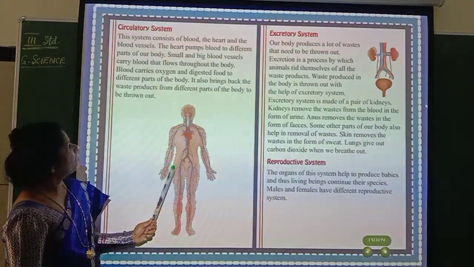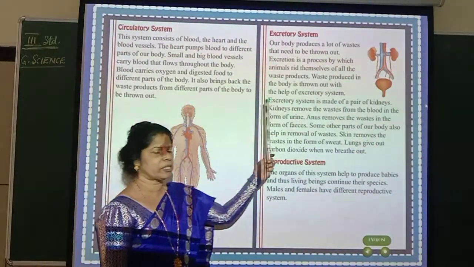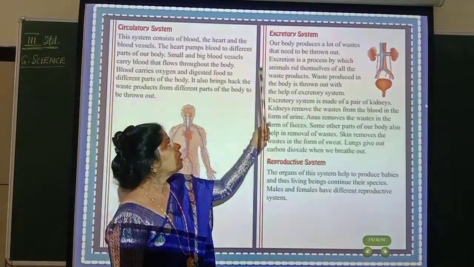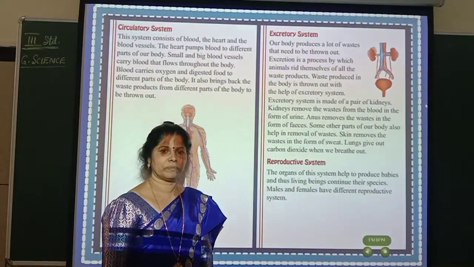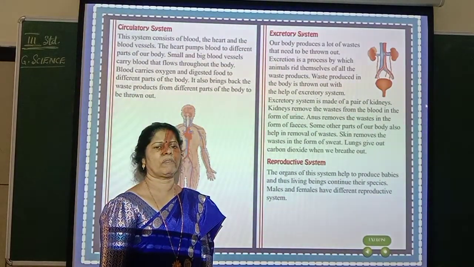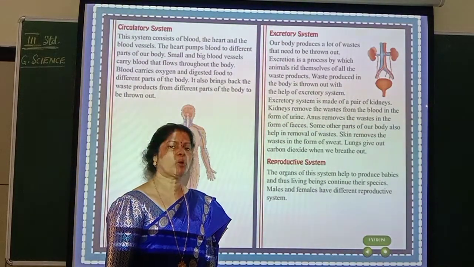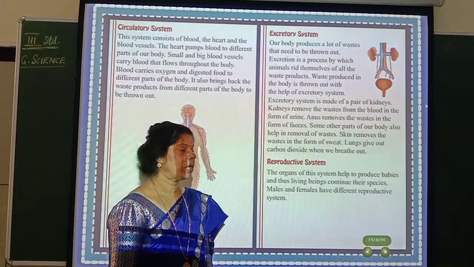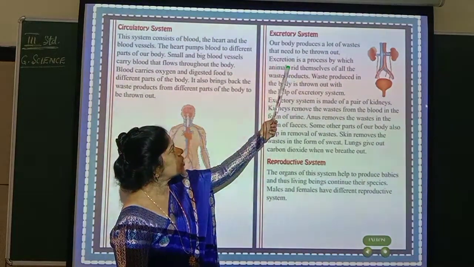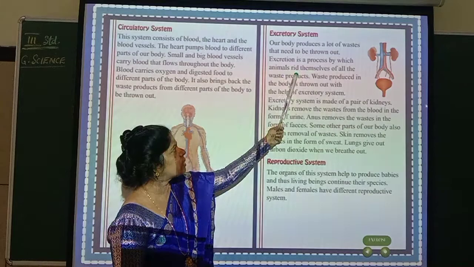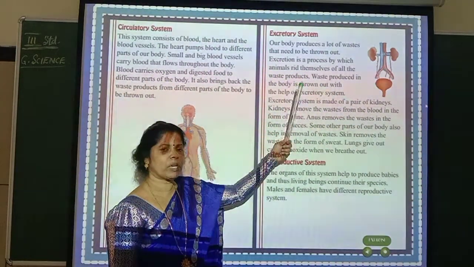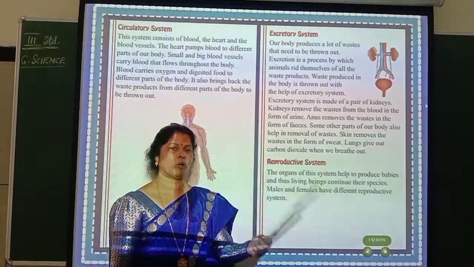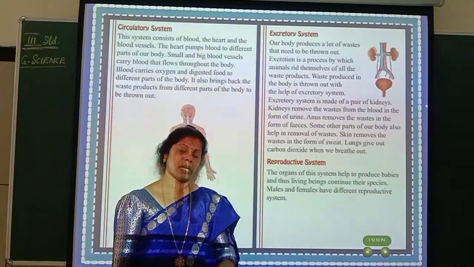Now let us go for the next one, the excretory system. Our body produces a lot of waste that needs to be thrown out. So many waste materials will be produced in our body, which have to be thrown out. How to do that? See here. Excretion is a process by which animals rid themselves of all the waste products. So the waste products produced in our body have to be thrown out. We cannot accumulate them in our body. They have to be thrown out.